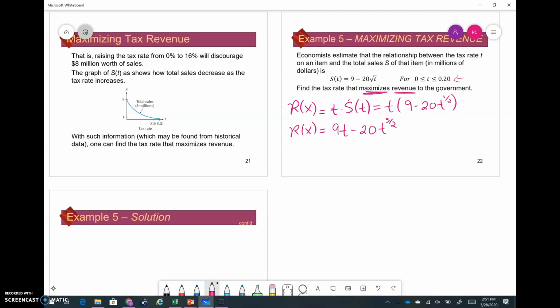I want you to pause the video and take a second and find the critical number that maximizes that revenue, and then come back and check your work.